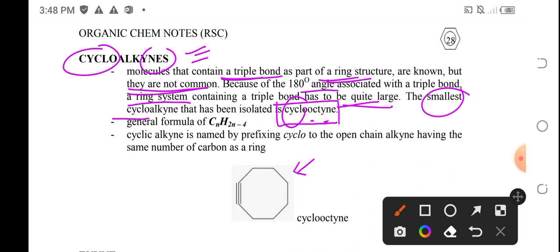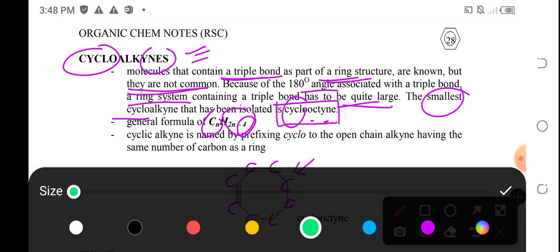And the general formula is CnH2n minus 4. So if the number of carbon atoms is 8, so dito 8 yan. And then the hydrogen should be twice the n, which is 8, so that's 16. But we have to minus 4. So that would be 8, 16, minus 4, 12 lang daw dapat. So tingnan nga natin kung paano siya magiging 12.